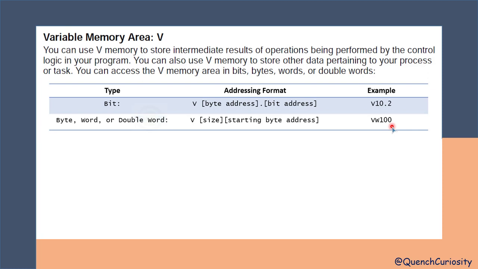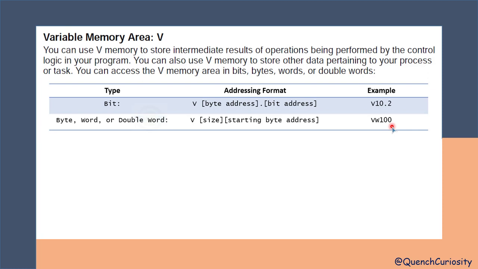As of now, just remember one thing, that if you are using a word address VW100, then remember that one word is equal to 2 bytes. Therefore, byte address 100 and byte 101 is occupied. Just keep this thing in your mind. We will discuss about it in coming slides.